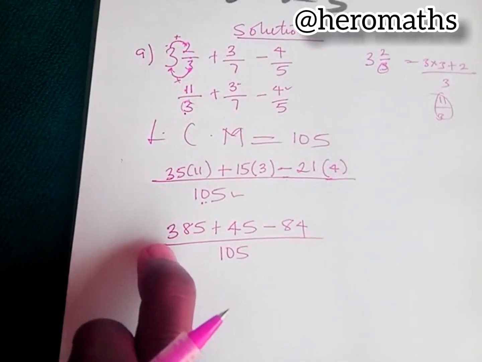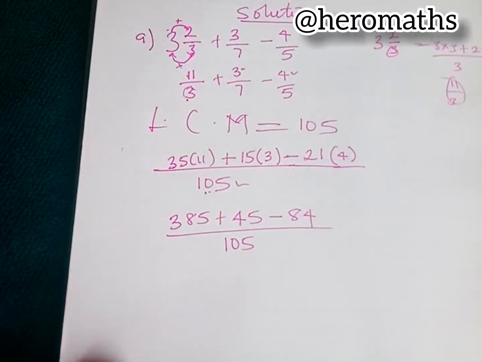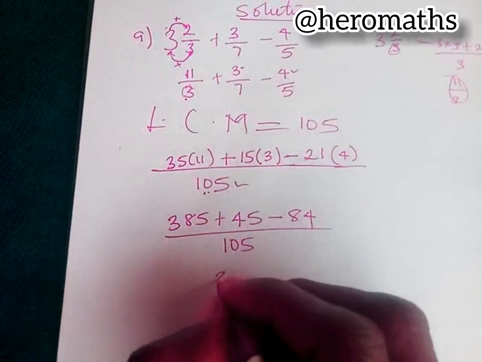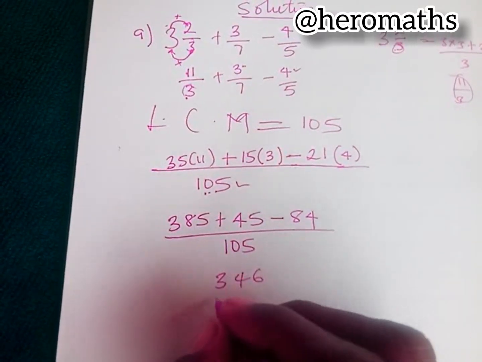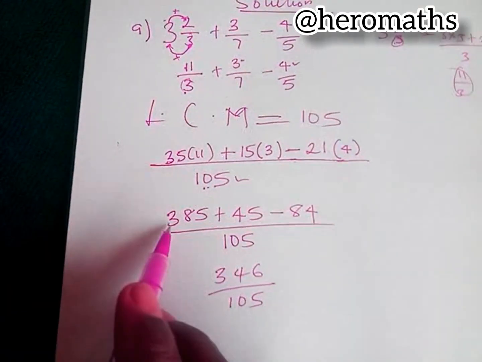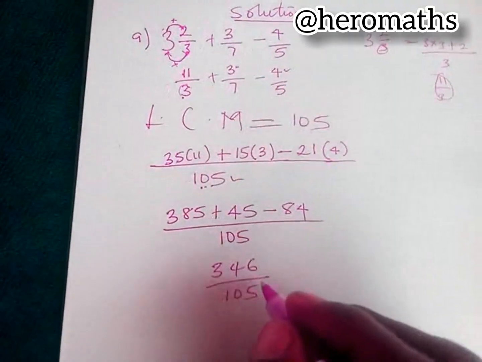Now 385 plus 45 minus 84, that will give us 346, divide by the denominator. If you punch 385 plus 45 minus 84, it will give us this.